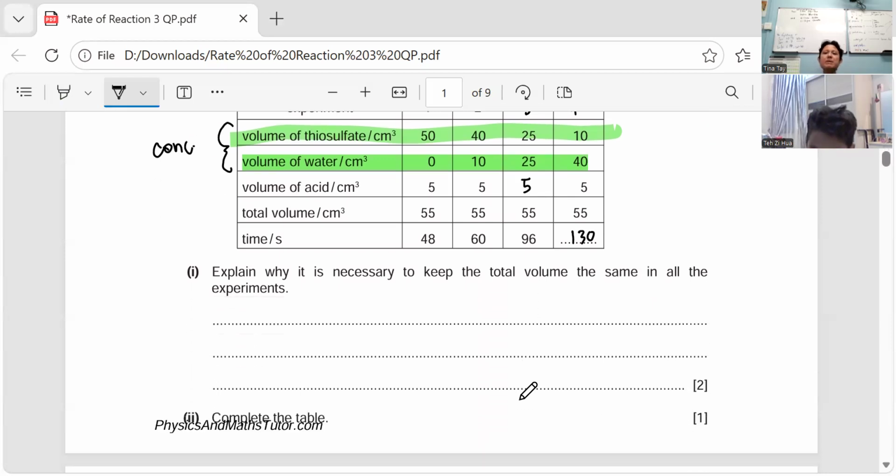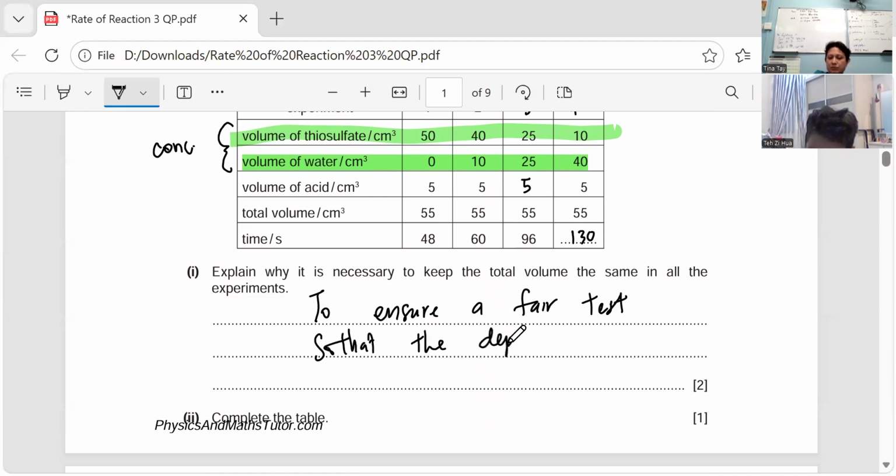Why must you keep the total volume the same? To ensure a fair test, so that the depth of volume is constant. Okay. Can you understand? Yep. All right.